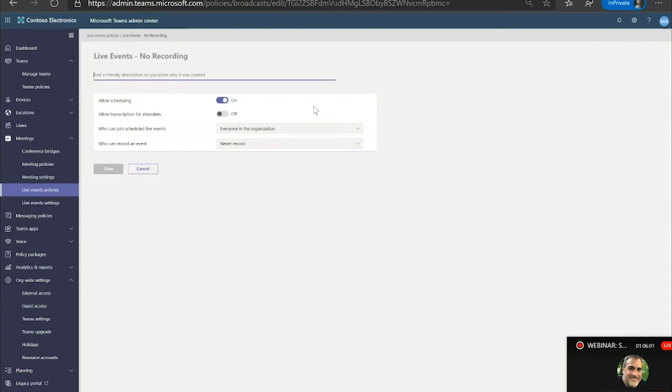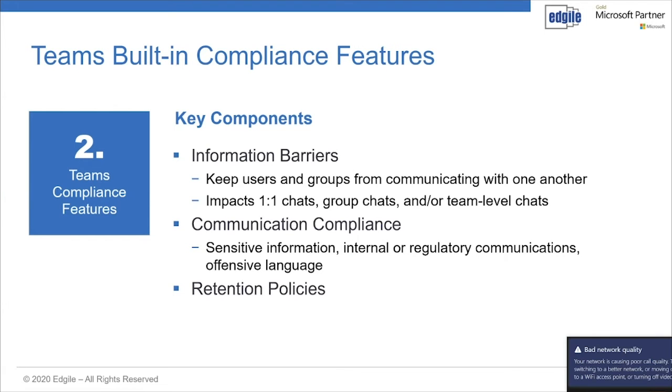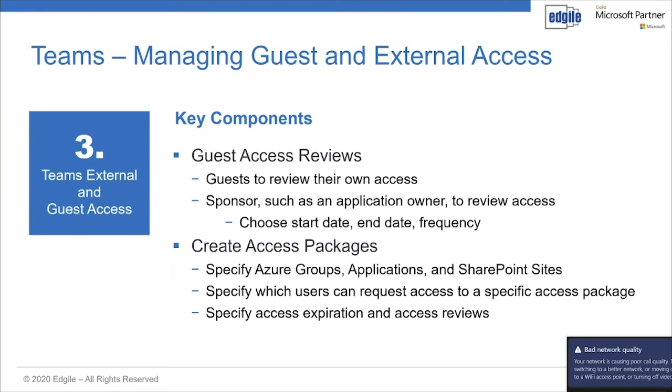So there's settings for meeting policies, settings for individual meetings, so whether or not a person can join as an anonymous person. There are policies around live events, and for example, if you want to say nobody else can start recording the live event except for the host of the event, we can get permissions that will control that and then tie that information back to the individual people in the organization.